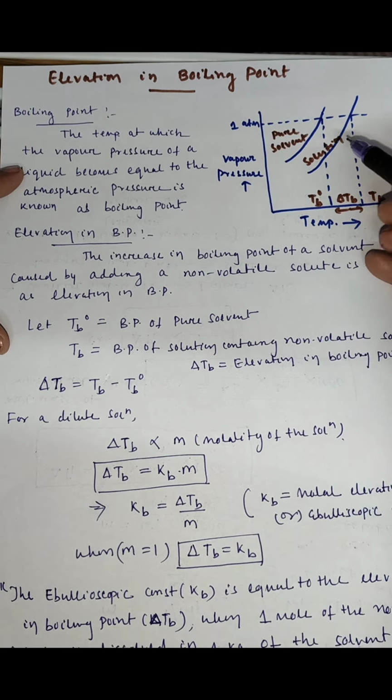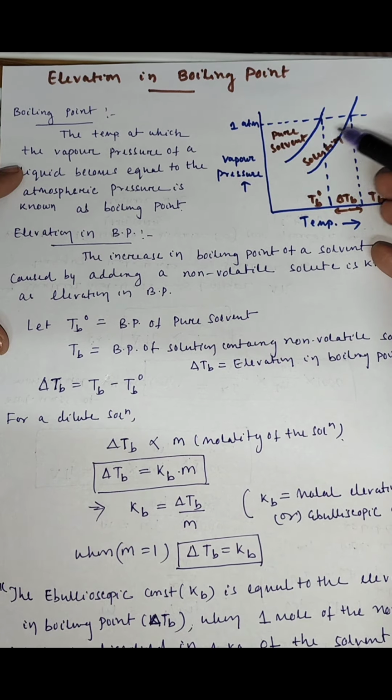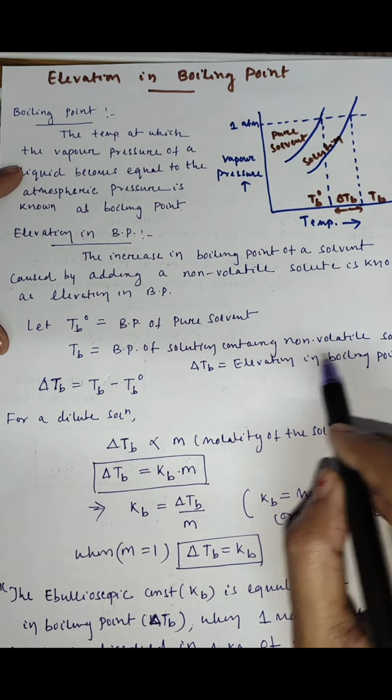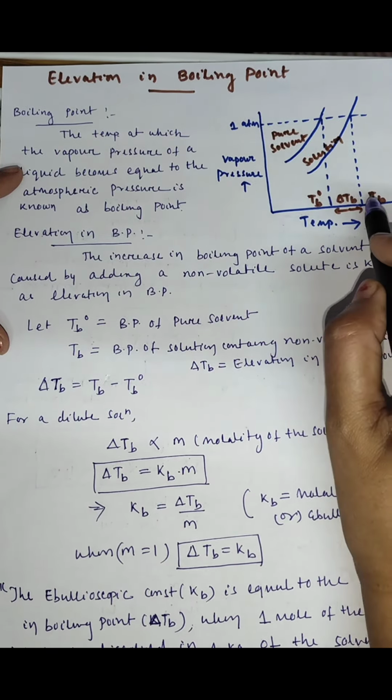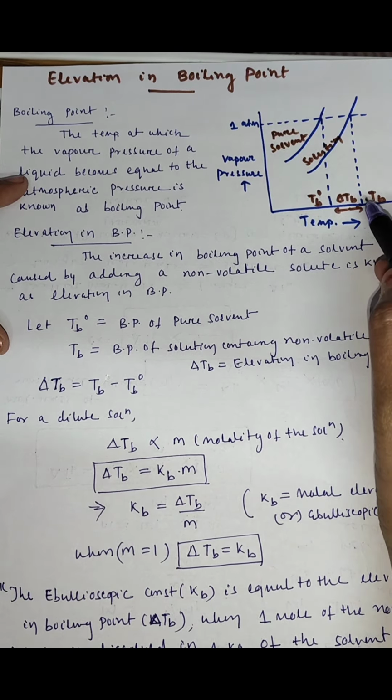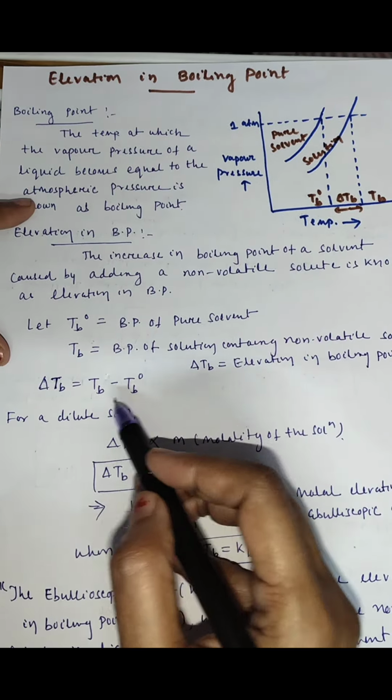Elevate means you have to increase. So the boiling point of the solution becomes more than that of the pure solvent, and suppose this is equal to TB. So TB is the boiling point of the solution containing non-volatile solutes. What is the difference between these two? The difference is the increase in boiling point, which is known as the elevation in boiling point, equal to delta TB. So delta TB is TB minus TB naught.